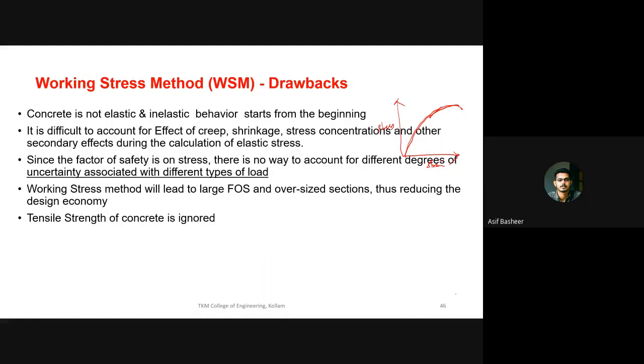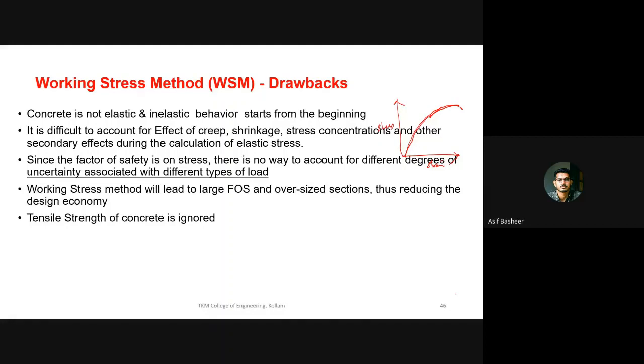Is it okay? So this much basic understanding you require in the working stress method. If you want more, you can read some textbooks. It will be easy for you if you read some textbook. There are design problems based on the working stress method. There are some textbooks which were issued before 2000.